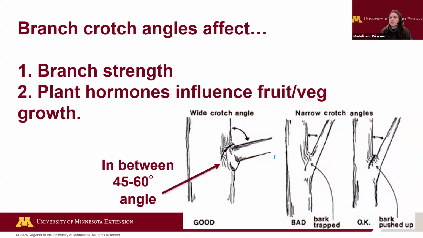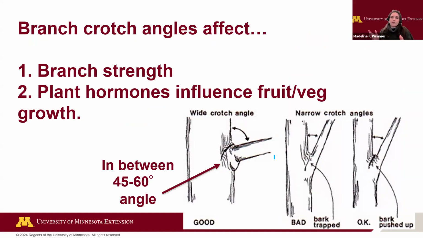And then this is sort of a classic diagram here talking about why branch angle matters. Branch angle matters because wider branches are going to be stronger branches.